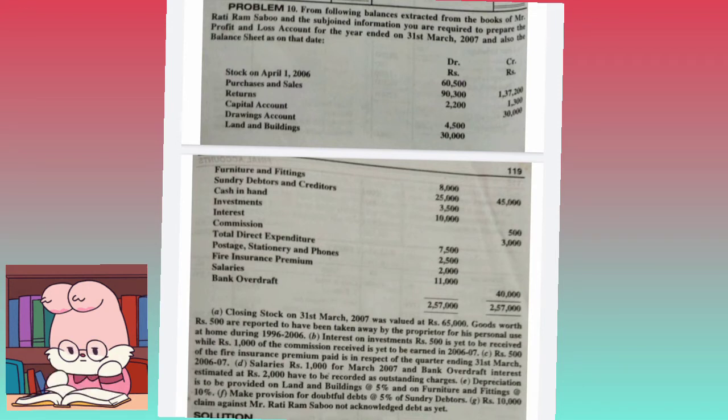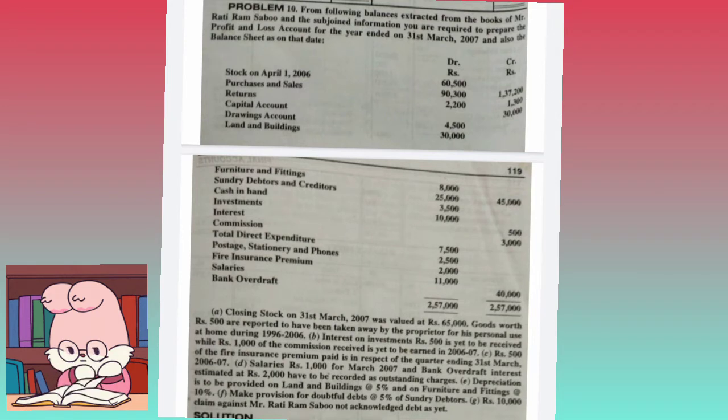Next comes salaries, rupees 1000 for March 2007, and bank overdraft interest estimated at rupees 2000 have to be recorded as outstanding charges. So outstanding liability, we will add these outstanding charges on the debit side of the P&L account to the respective expenditures, and we will take this outstanding charges liability to the balance sheet liability side.